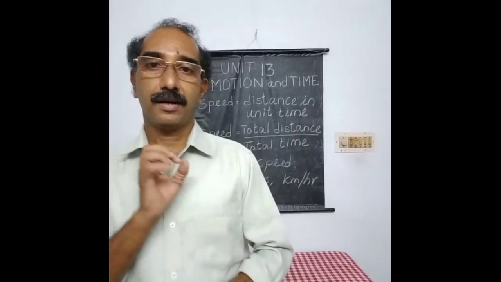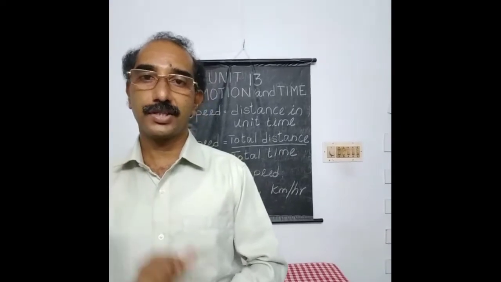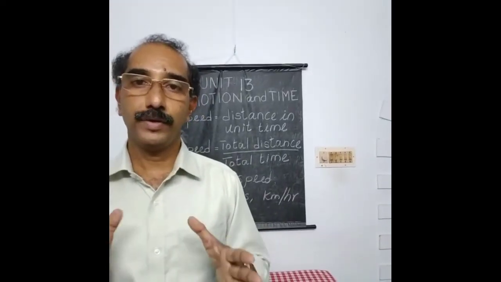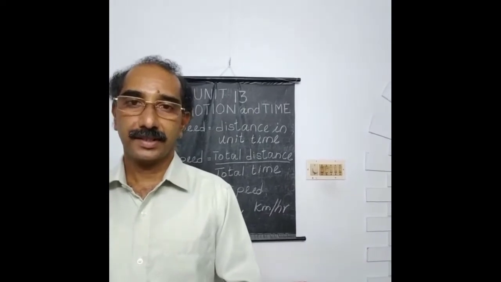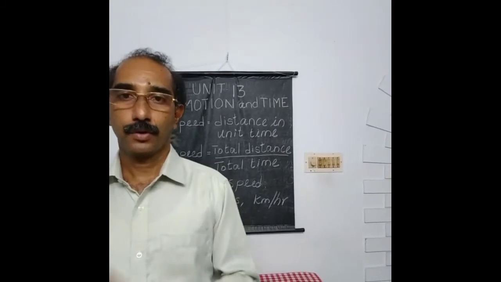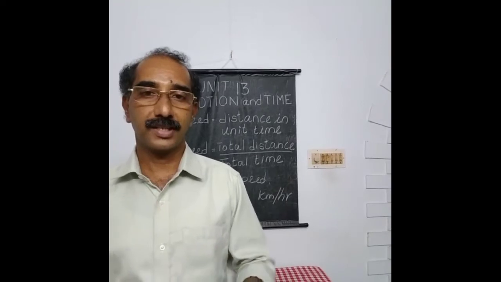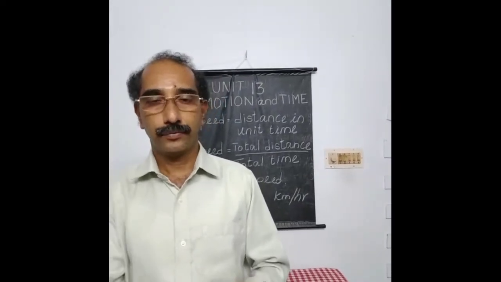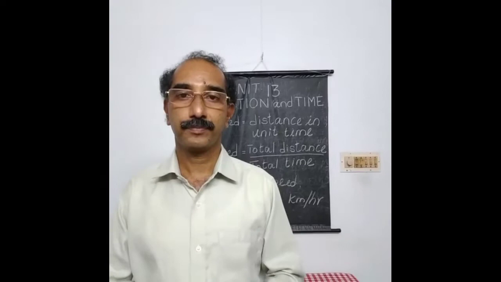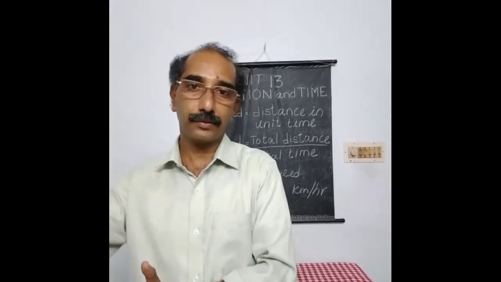As you see on the board, it is mentioned that speed is calculated by dividing the total distance by total time. Why do we take the total distance? The value you get is actually the average speed. When you walk from your home to school, suppose it is 4 or 5 kilometers. If you walk or ride a bicycle, a certain distance you may travel with one speed, and some other portion you may travel with a different speed.